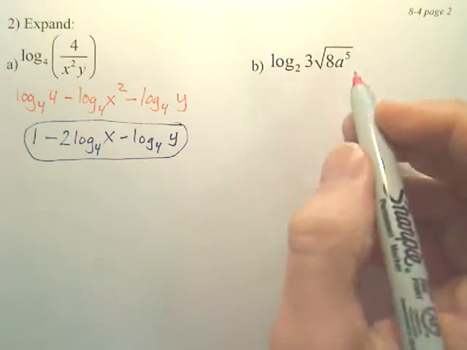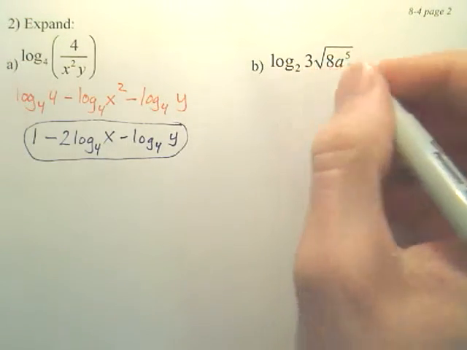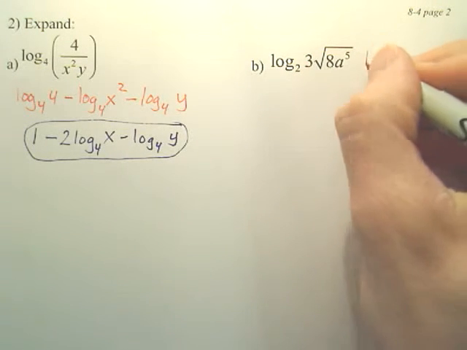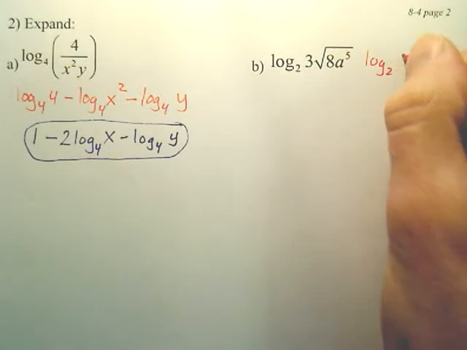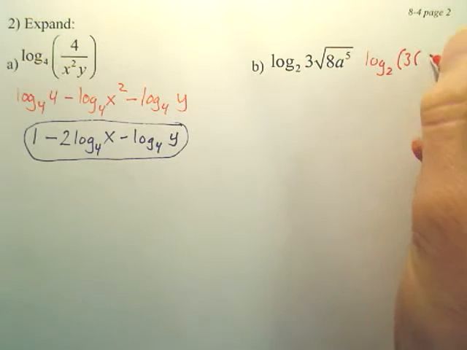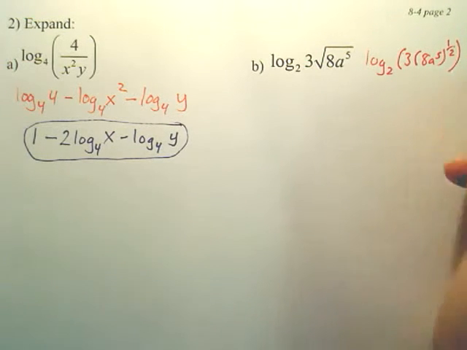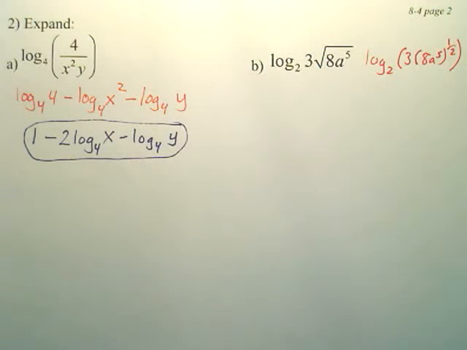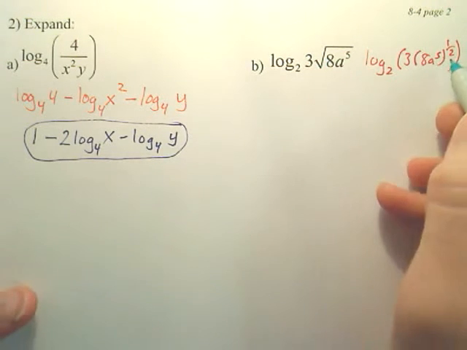This one, quite a bit more difficult. The first thing I'm going to do with this one is rewrite it like this. That's my first thing. You should understand the square root is a 1/2 power. So, what that means, again, a square root is a 1/2 power.